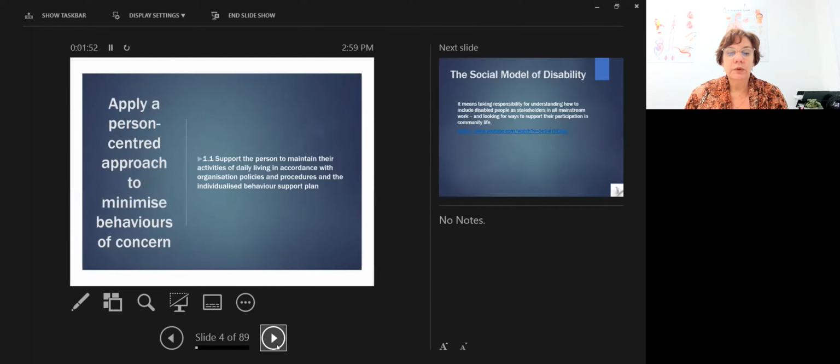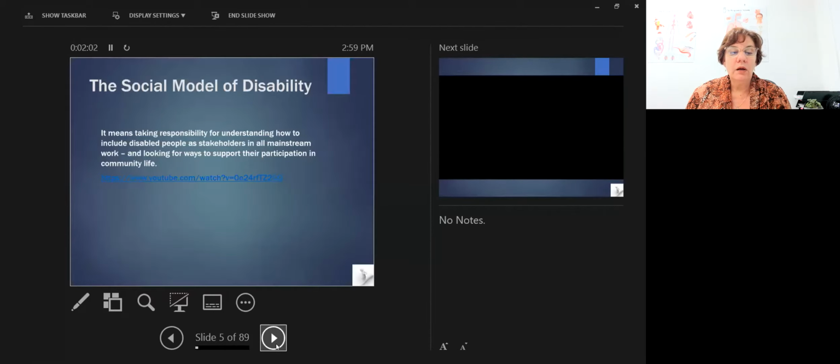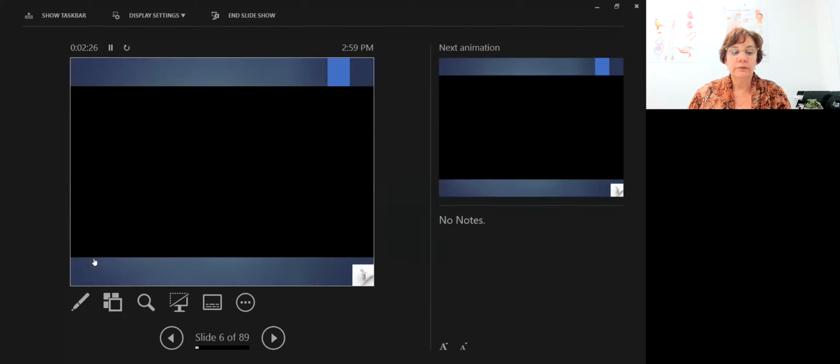So in supporting the person to maintain their activities of daily living in accordance with the organization's policies and procedures and the individualized support plan, we are first focusing on the social model of disability. This means taking responsibility for understanding how to include a disabled person as a stakeholder in all the mainstream work, and looking at ways to support their participation in community life. And I'm going to start off with playing a little video first.